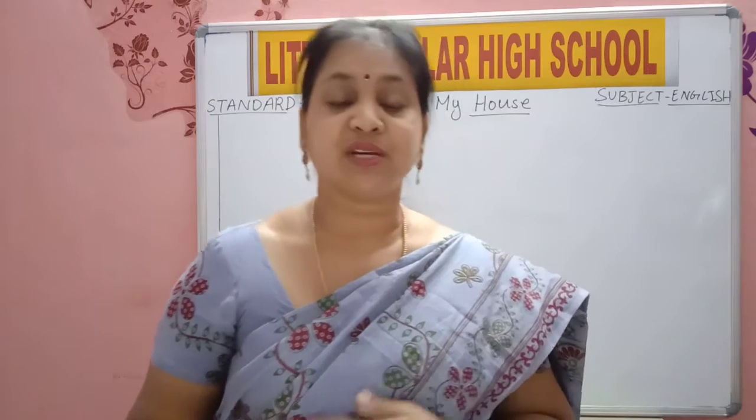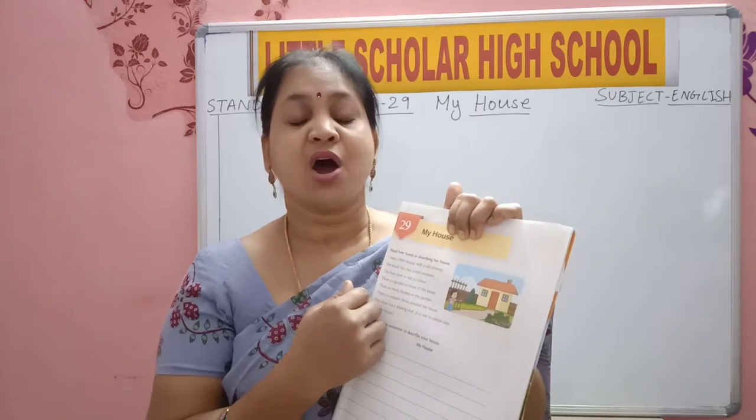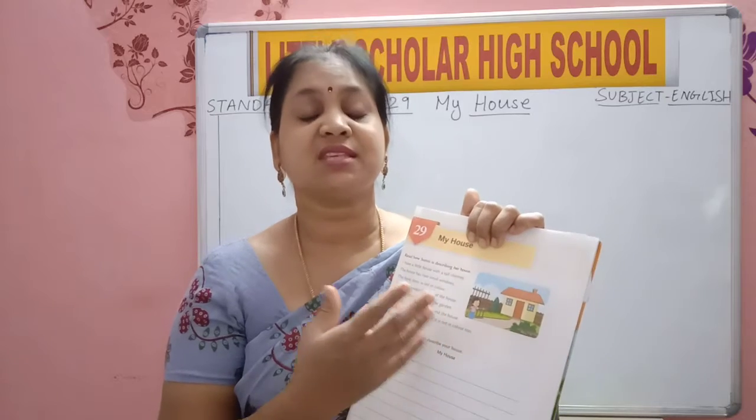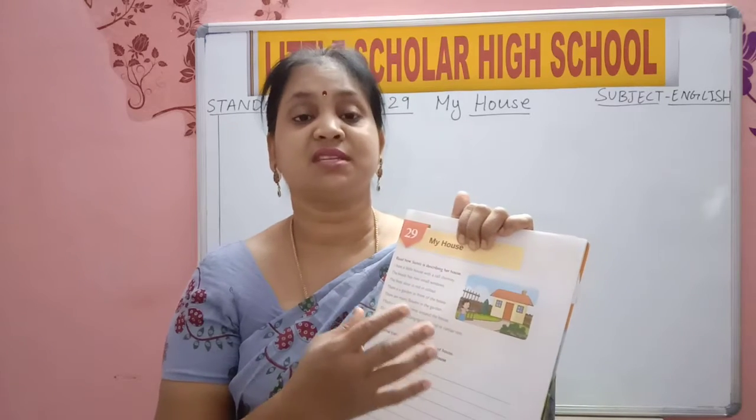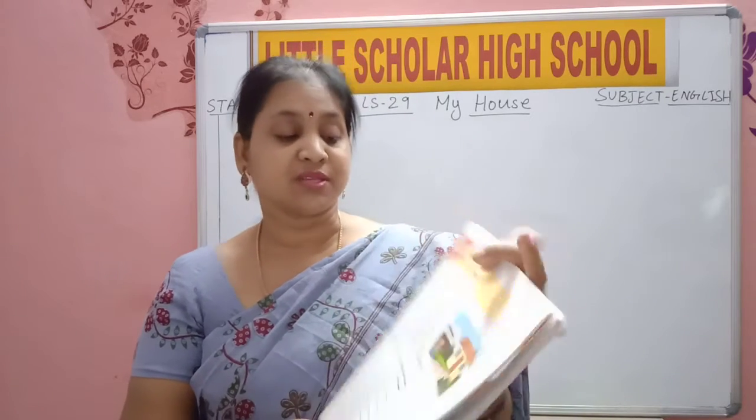Now we will read it with the spellings. Place your finger where I am reading. I, H-A-V-E. Who is this I? Suniti. Suniti is describing about her house. How is her house? How many windows it has, how beautiful her house is. She is saying something about her house.